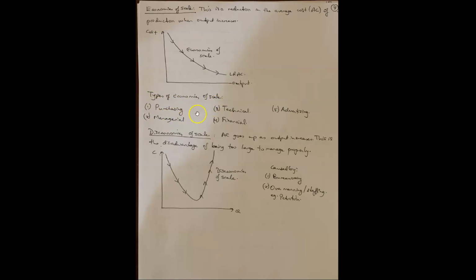Now, you've got various types of economies of scale, and here's a few examples. First of all, you've got purchasing economies of scale. So this is essentially like buying in bulk. You know, when you buy in bulk, you tend to obtain each unit cheaper. So that would be purchasing economies of scale.